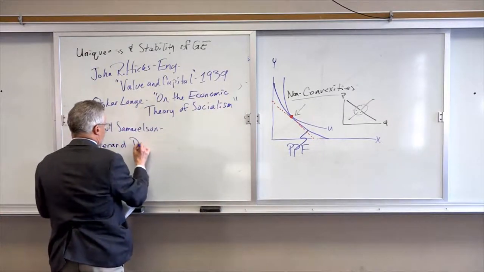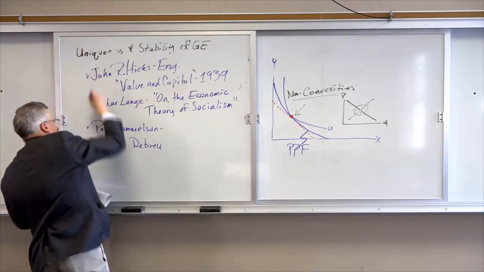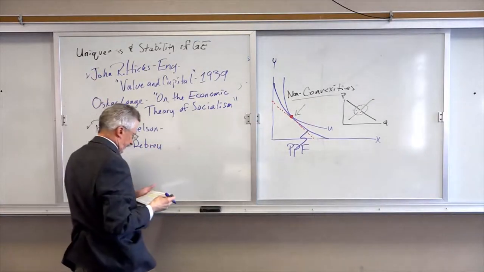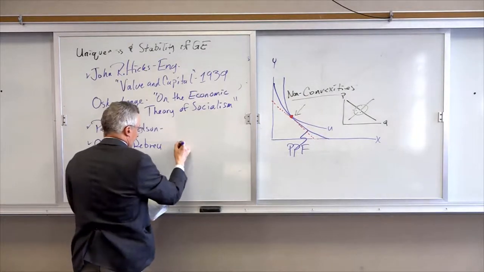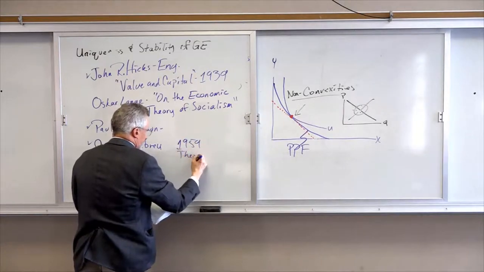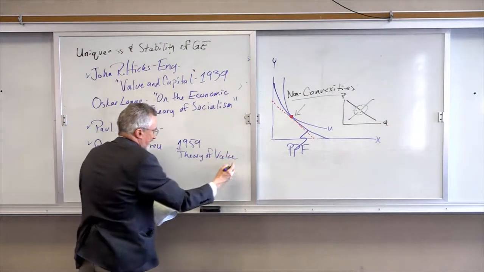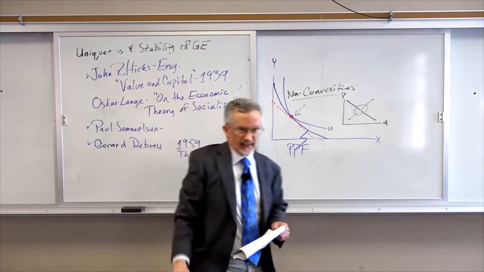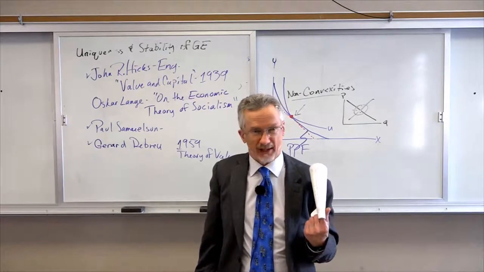Gerard Debreu, and of course we have Nobel Prize. He lived 1921 to 2004, and in 1959, he publishes The Theory of Value. It's a tiny little book. If we were in class, I would bring it and wave it around. It's less than 100 pages. It's pure mathematics, very dense.